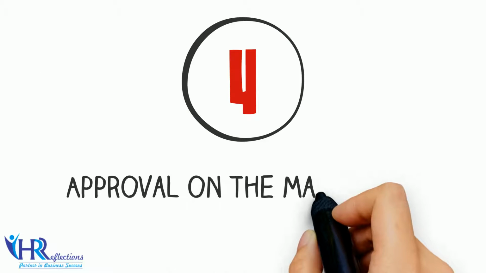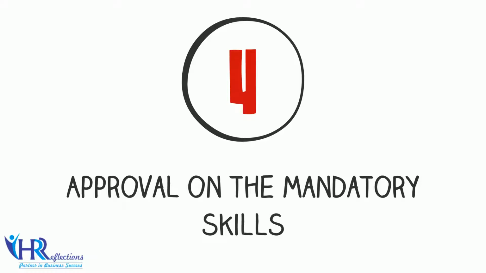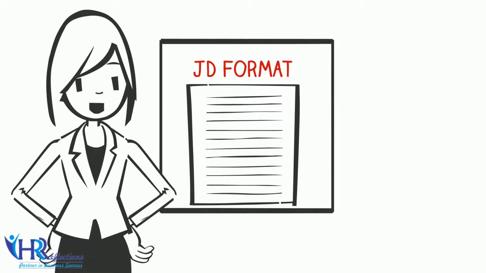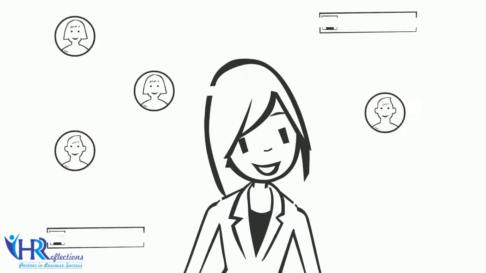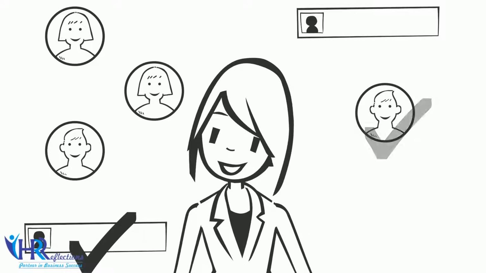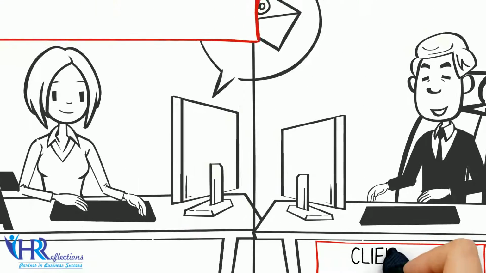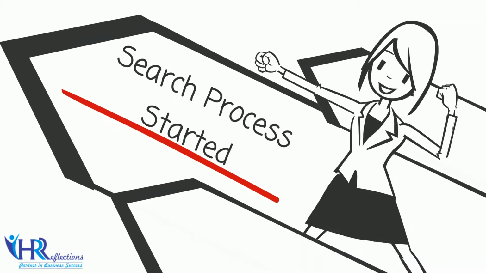Step 4 is approval on the mandatory skills. The JD is then summarized and mailed to the client for approval and inputs. The mandatory skills become the guidelines for screening the candidates and identifying relevant profiles. Once the approval is received by mail from the client, our search process is initiated for the given requirement.